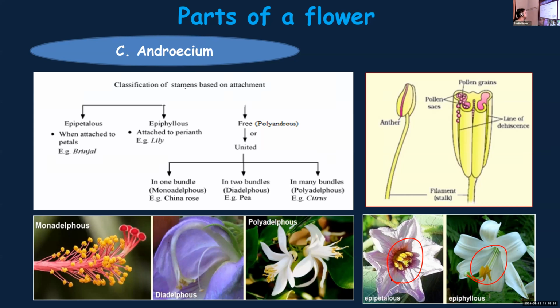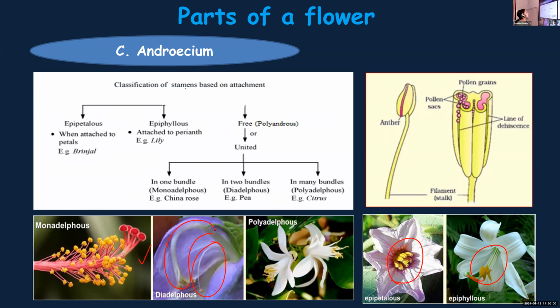You can see the pictures. When they form 2 bundles, it is 9 plus 1: 9 in one bundle and 1 in the other bundle. That is diadelphous. Then when they form many bundles, polyadelphous, you can find this condition in citrus flowers.